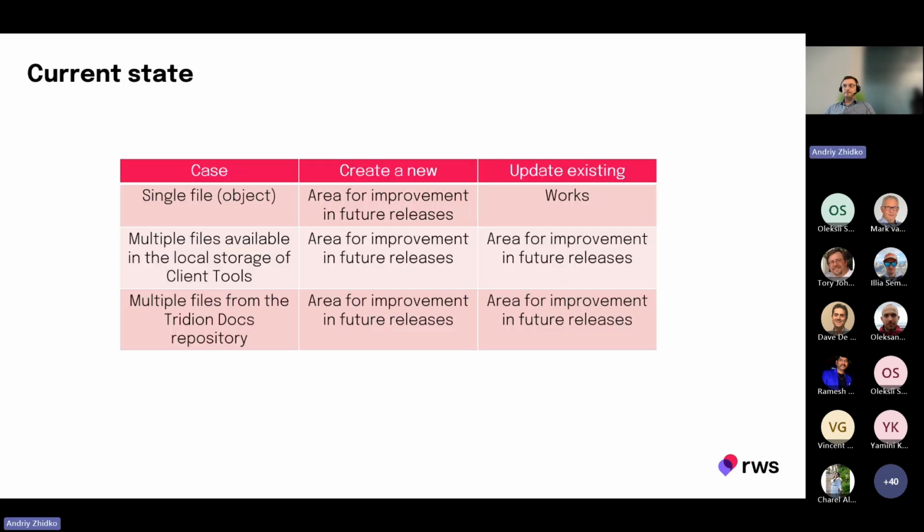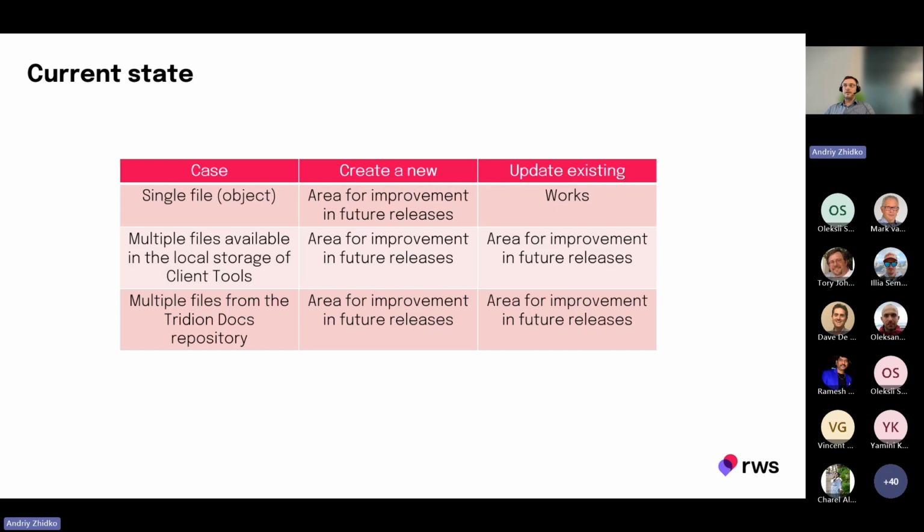So let's convert the list of actions that you saw on the two previous slides into a table, so that you can better understand what is supported and what is not. Let's divide all the tools or actions of AI Positron into three categories. You have a single object, multiple objects in the local storage, and multiple objects in the repository. And then you have create action and update action. So update action on a single object is working.